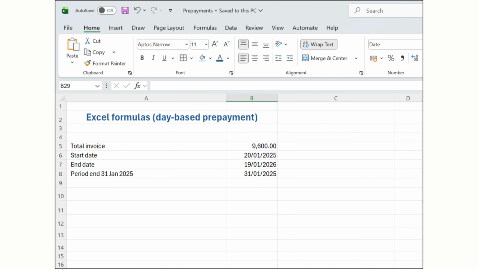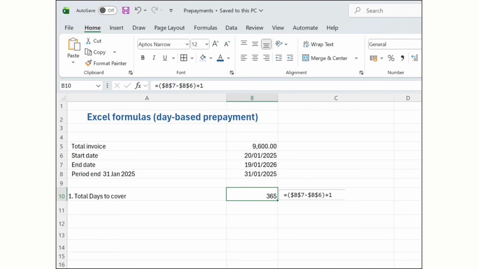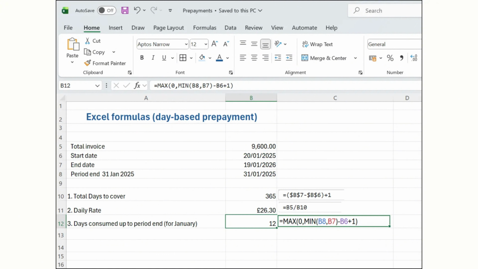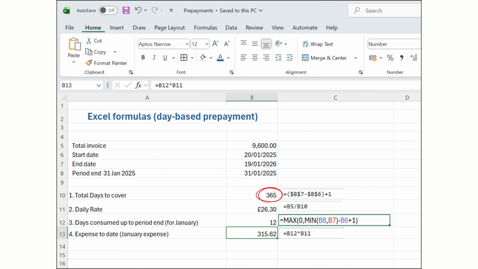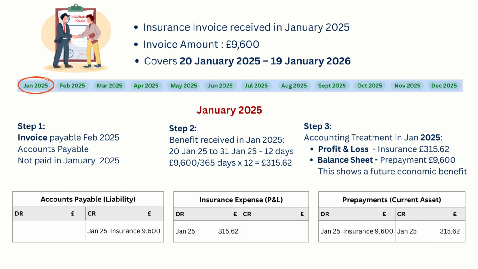Excel helps us do this accurately and consistently. We first calculate the total days of cover. Then we calculate a daily insurance rate. Finally, we calculate how many days were actually used up to 31st January. Total cover days is 365. Daily rate is £9,600 divided by 365. Days used in January are 12. January expense equals £315.62.